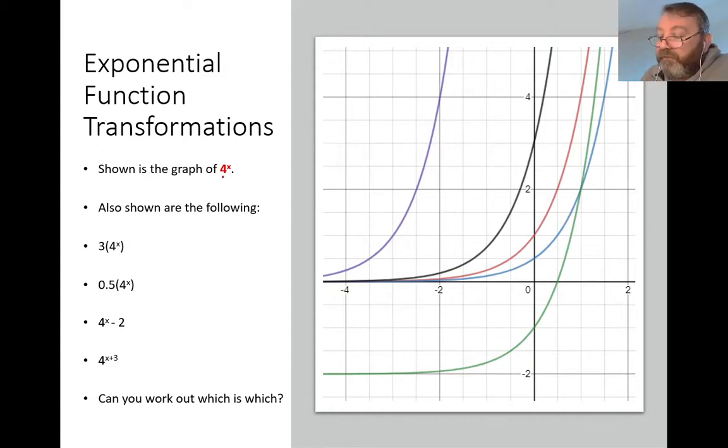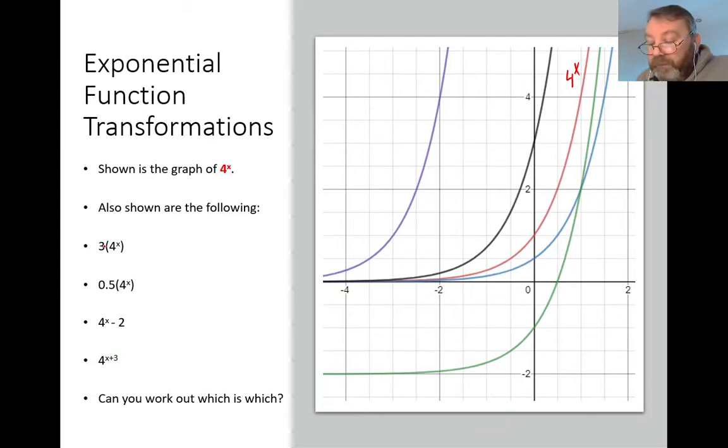Shown is the graph of 4 to the power of x, and the red one is 4 to the power of x. So there it is. Also shown are 3 times 4 to the x, 0.5 times 4 to the x, 4 to the power of x minus 2, and then the difference, 4 to the power of x plus 3. So that full thing there is a power. Okay, let's start with the first one.